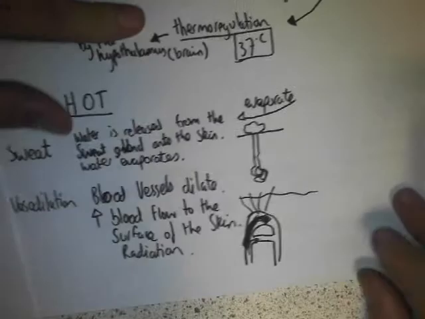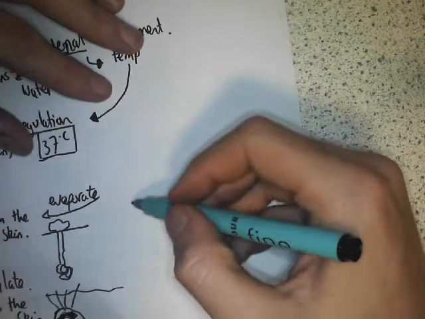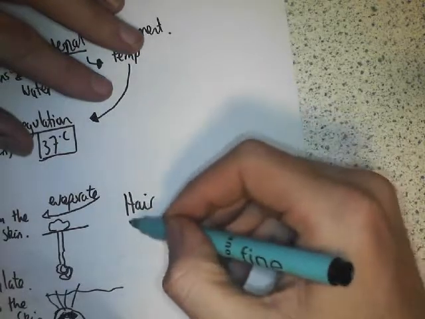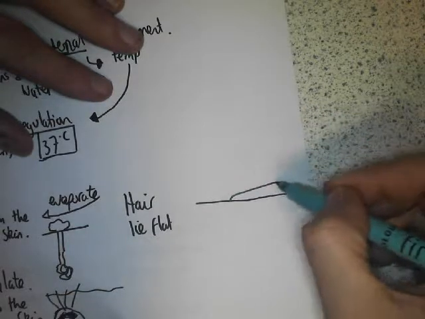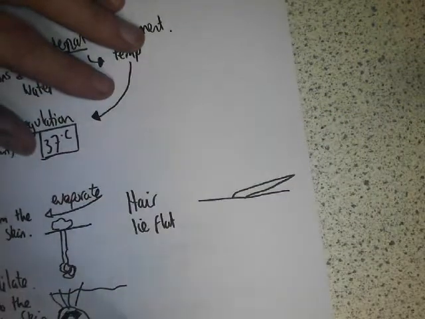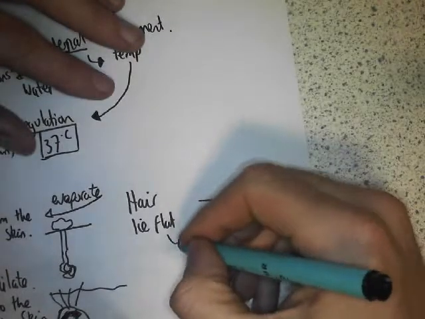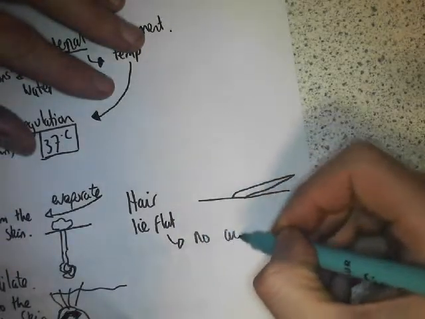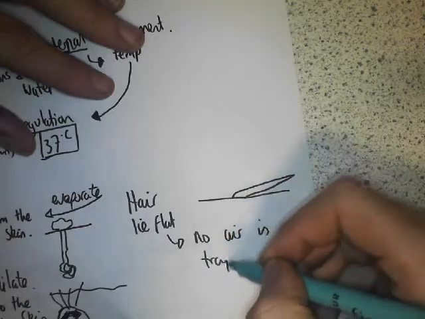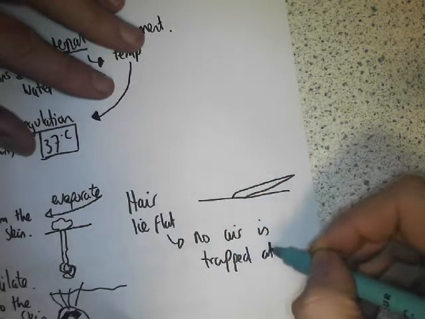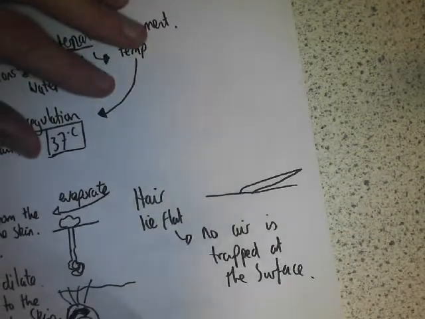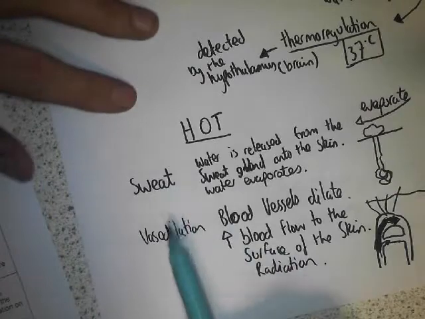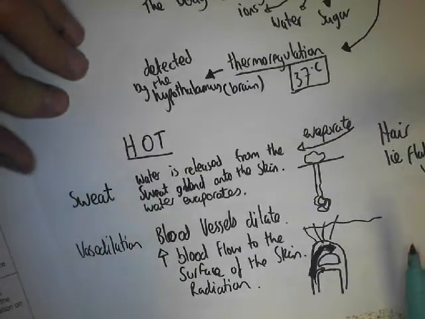Now the last one. The last one is hairs lie flat. So on the surface of the skin, the hairs will lie flat like that. The hairs lie flat. And why? So no air is trapped at the surface. More about that in a second when we talk about what we do in cold. So that is hot: sweat, vasodilation, hair lie flat.